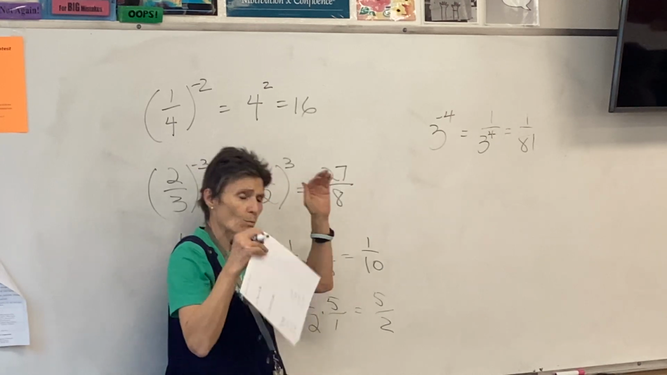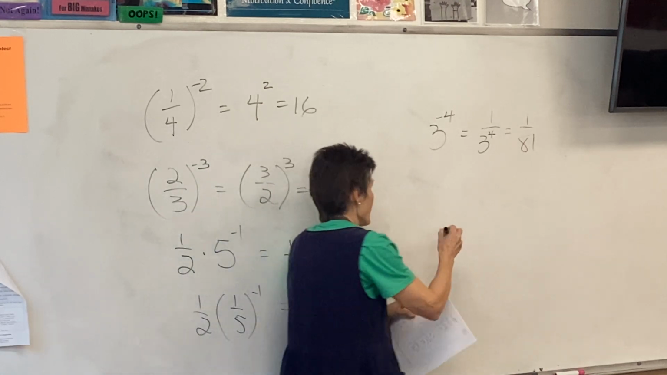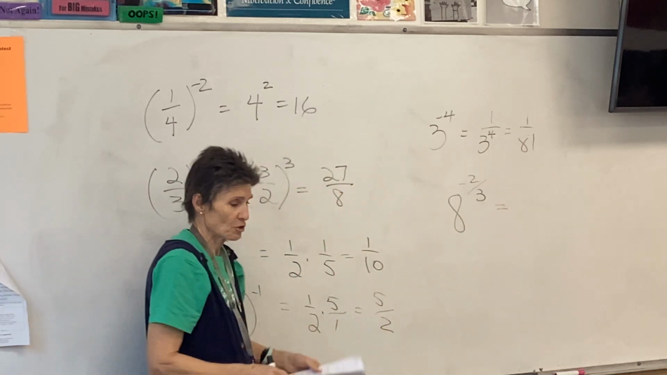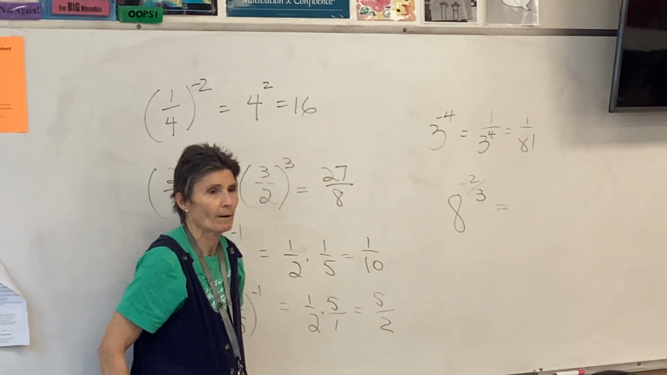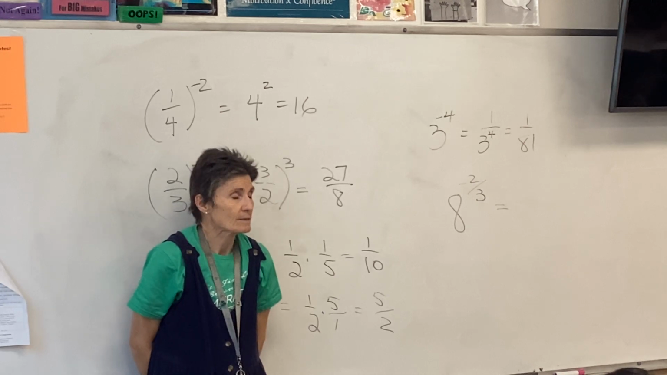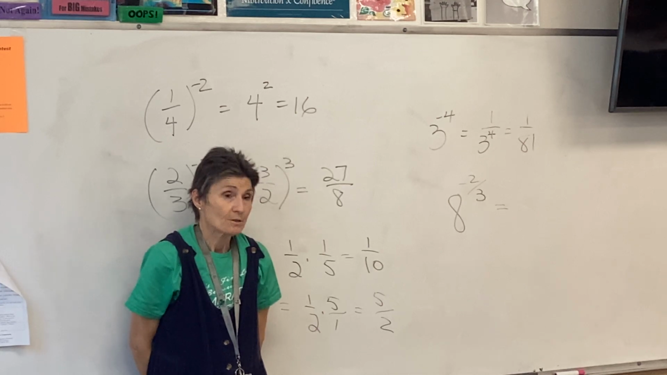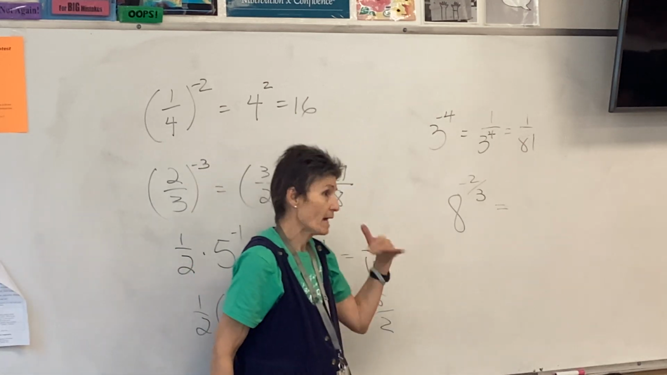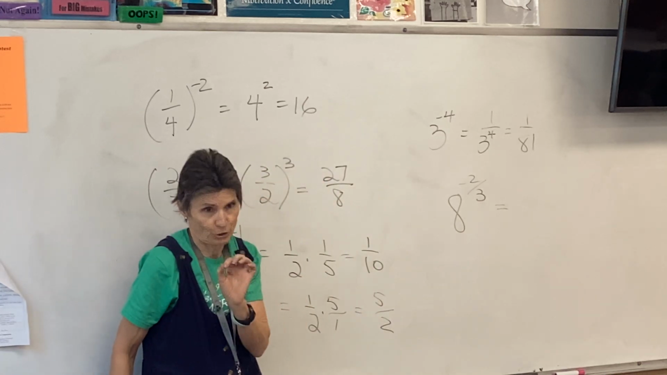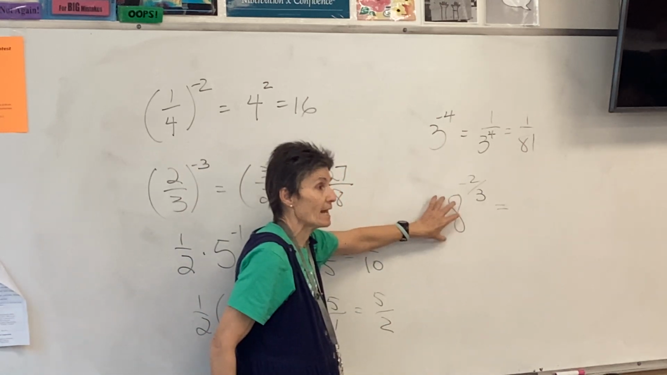Wait. One more problem. Together now, take a second. I should make this your exit ticket and not let you out of the room till you get it right. 8 to the negative 2/3. Now, I didn't tell you this before. There's two things going on. First of all, you have a negative exponent and a fraction, right? Always take care of the negative first, okay? So what does a negative exponent do to an 8?